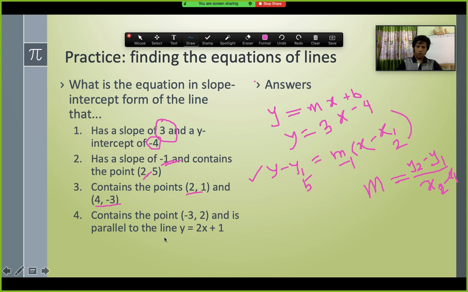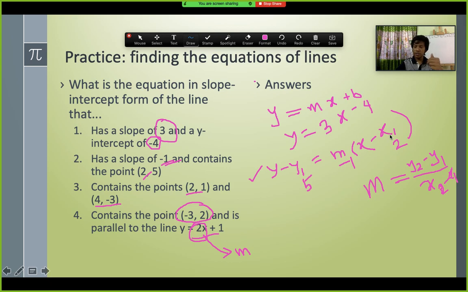Fourth question: contains the point minus 3, 2 and is parallel to the line y equal to 2x plus 1. So you see one point is given already, and you have to find another line which is parallel to this line. Parallel means the slope is the same. So now we know the slope m equals 2 and one point is given, that means we can use this equation. If one point and slope are given, then we can use this equation.